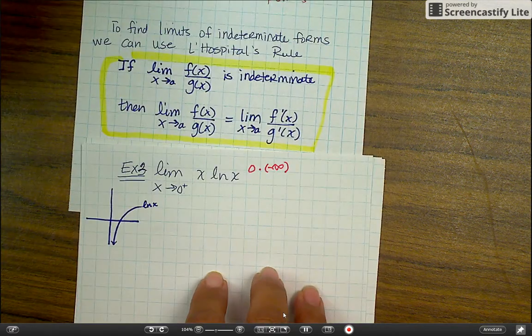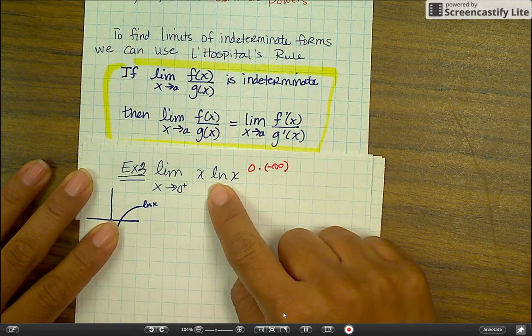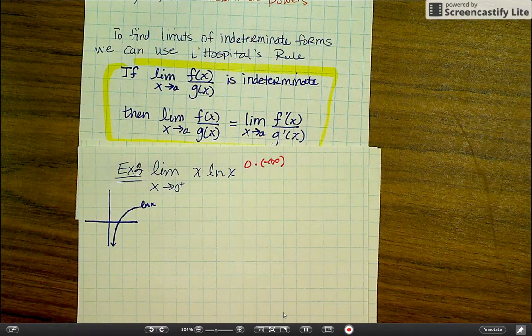But what is the problem here? The problem is this is not in fraction form. So that is what we are going to do next. I'm going to do this in my next video.